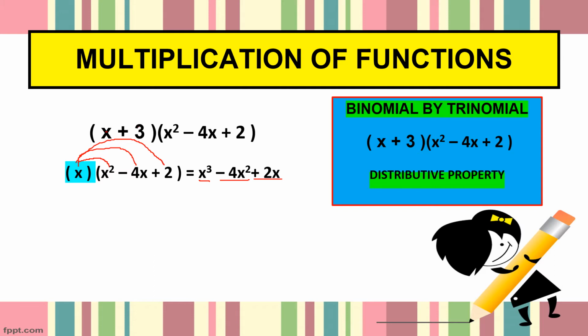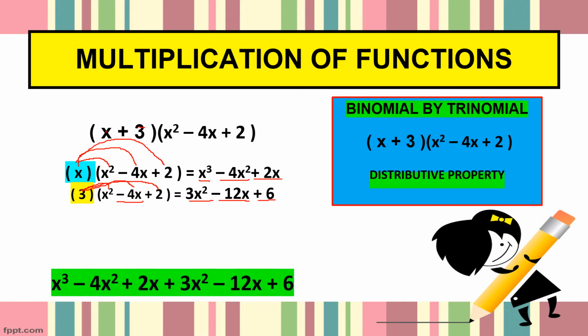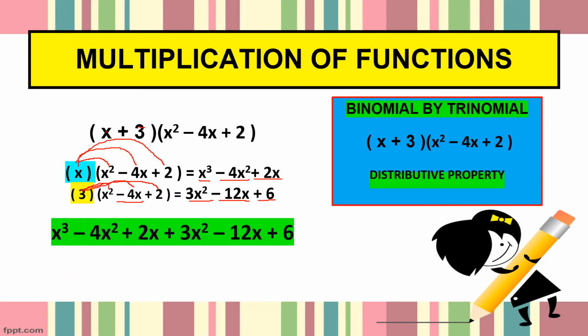You can now go to your next term, which is 3. So, copy 3 and then your trinomial, and then do the distributive property again. So, 3 times x squared, we have here 3x squared. And then, 3 times negative 4x, so we have negative 12x. And then, 3 times positive 2 will give you an answer of positive 6. Okay? And the next step, you just have to combine the answers of the two. Okay?